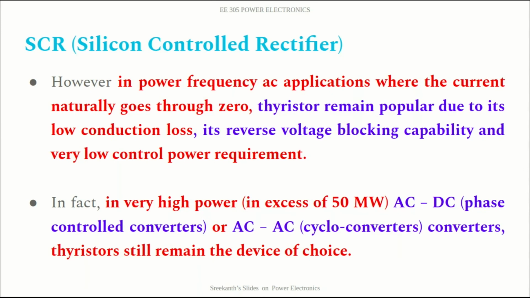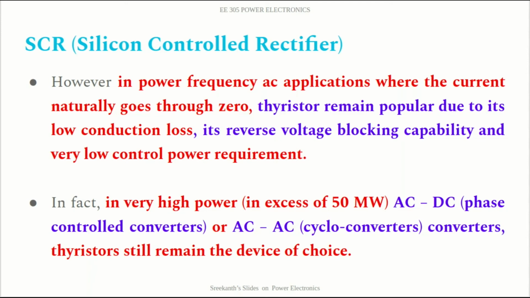But in power frequency AC applications, where the current naturally goes through zero because you are applying a sinusoidal wave, it has a natural zero. As long as you are applying it in AC applications, thyristors remain popular due to some of the conditions. What are the conditions? They have very low conduction losses, reverse voltage blocking capability, and a very low control power requirement.